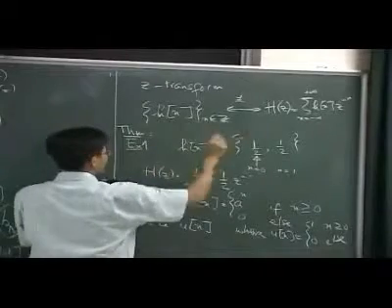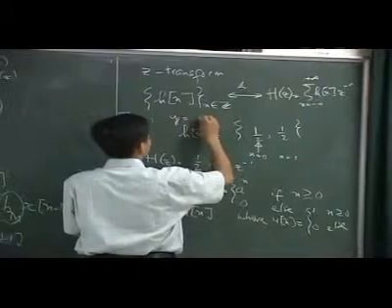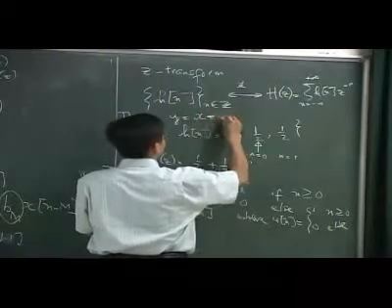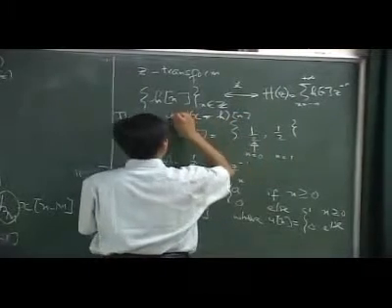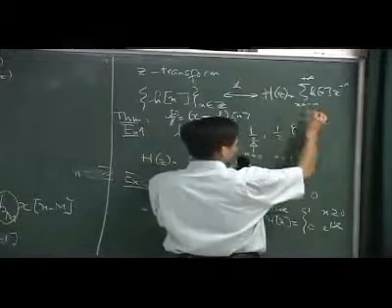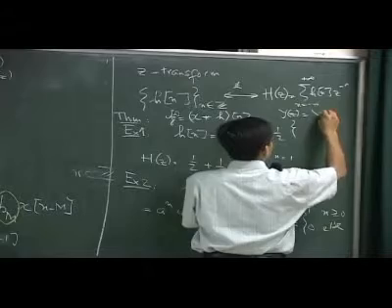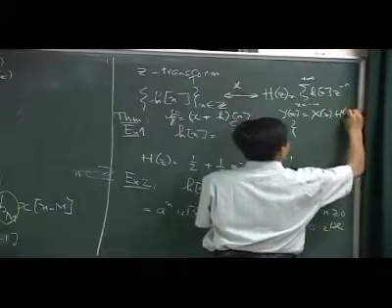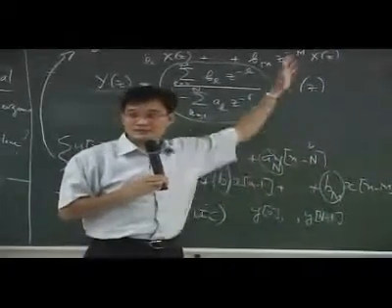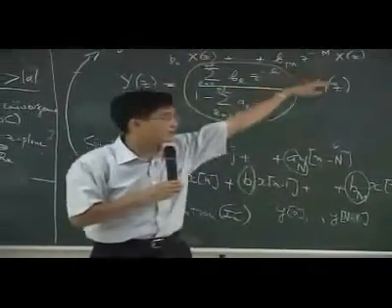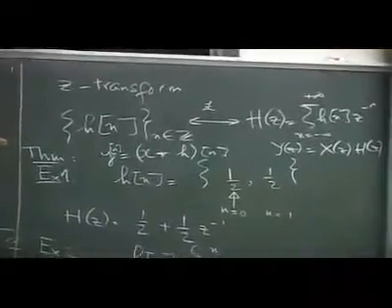I'll leave it to you to prove right away: if y equals x convolved with h in the time domain, then simply in the Z domain, Y of Z equals X of Z times H of Z. It's like the thing in the frequency domain, right? Who has seen that theorem before? Okay, one thing. If not, you can try to prove it again at home.